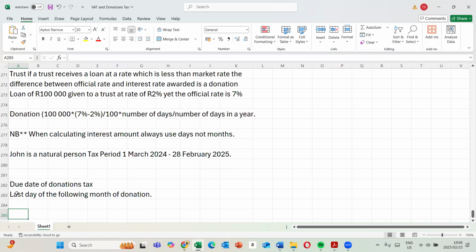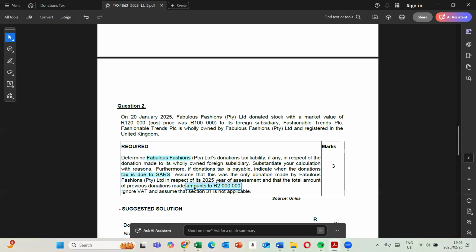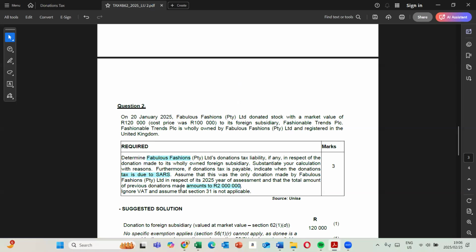And then the next concept: why are they telling us that Fabulous made previous donations of 2 million? Why are they telling us that? Because Fabulous has already made donations of 2 million, it means now Fabulous is not going to get that 10,000 exemption, because Fabulous as a company has already utilized the 10,000 when they had the 2 million.